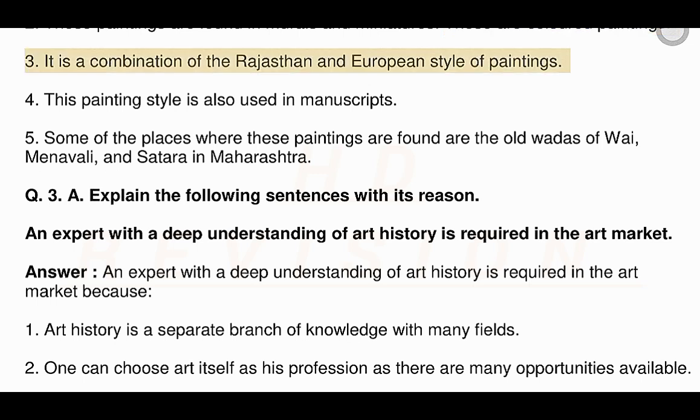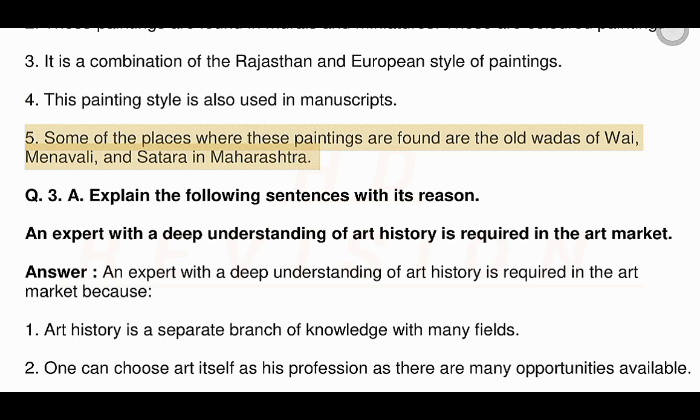3. It is a combination of the Rajasthani and European styles of painting. 4. This painting style is also used in manuscripts. 5. Some of the places where these paintings are found are the old Wadas of Menavali and Satara in Maharashtra.